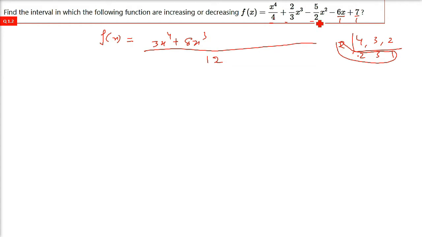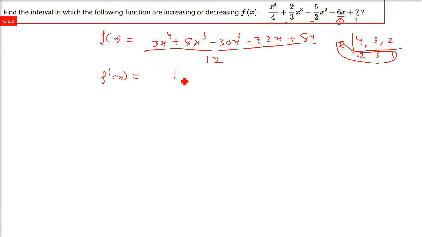Now 2 sixes are 12. So multiply 6 with 5x square. It will be negative 30x square. Now 6 divided by 12 is 2, so you have to multiply it by 2. There is nothing in the denominator, sorry, so you have to multiply everything by 12, and 7 also by 12. Now you forget about this 12. 12 will come in front, and we will only consider the expression with what we have got. That will make our life easier. The question will be solved easily. So let us start it here.